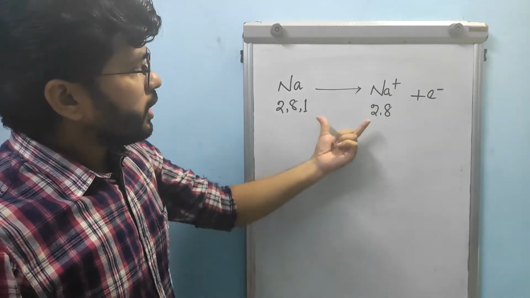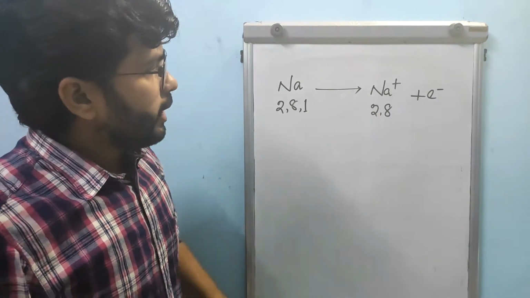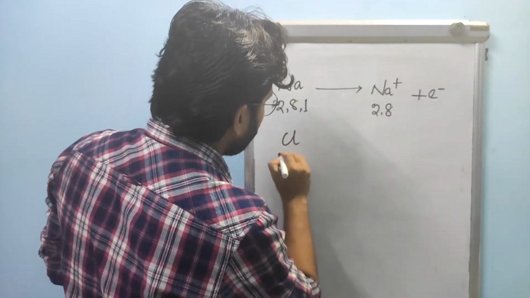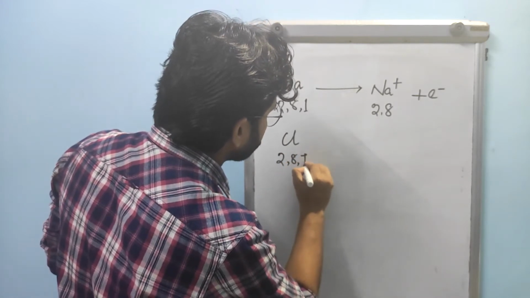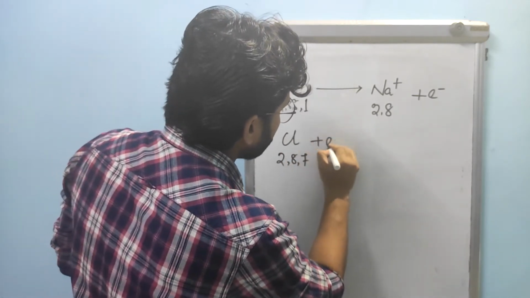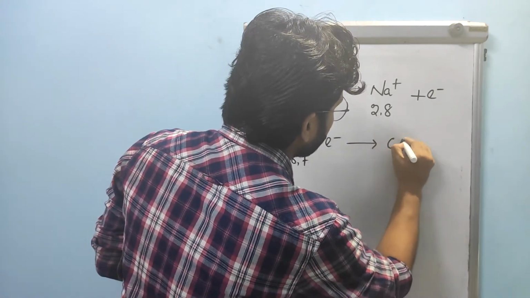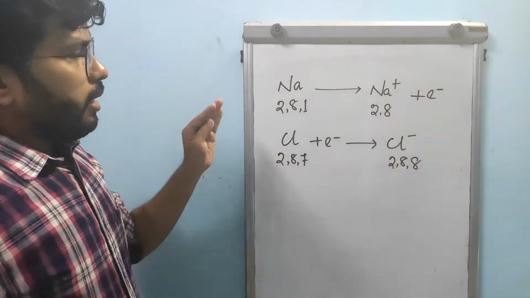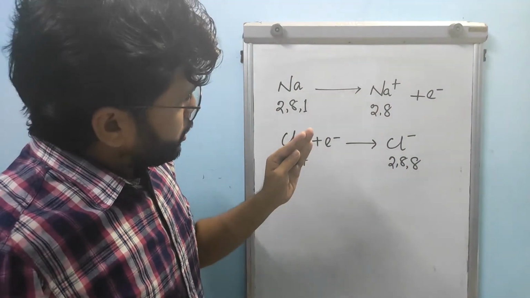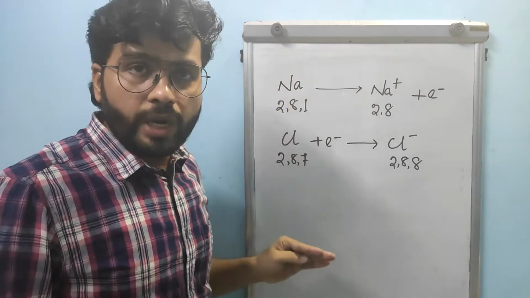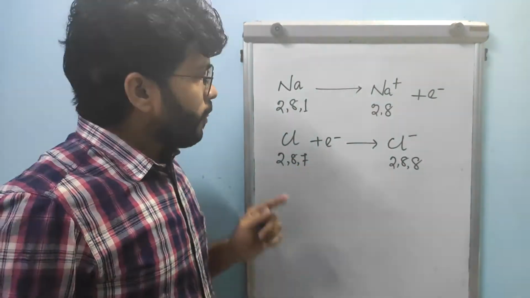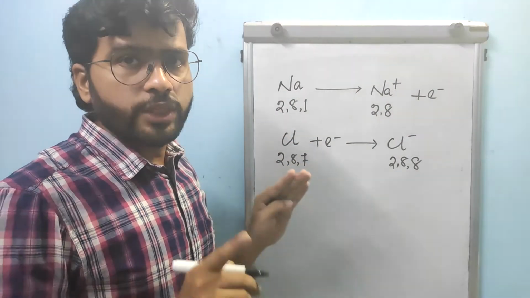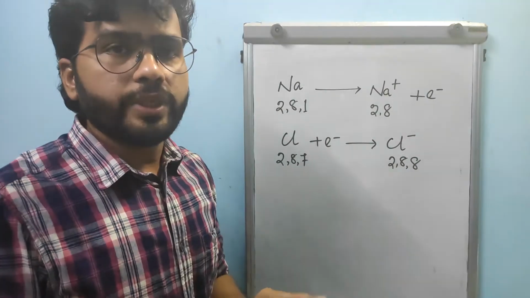In an ionic compound, the cation comes first followed by the anion, and we will show the formation of the anion, that is chlorine having electronic configuration 2, 8, 7. It receives one electron and gets converted into the chloride ion, that is 2, 8, 8. Now once we have shown the formation of the sodium ion and chloride ion, our next aim is to show how this transfer of electron takes place from sodium to chlorine and sodium chloride is formed.